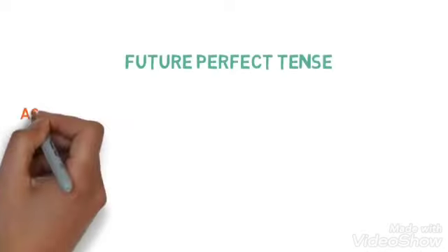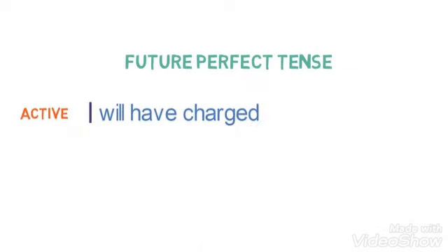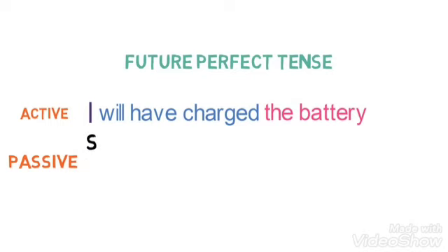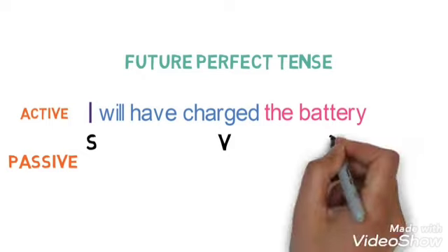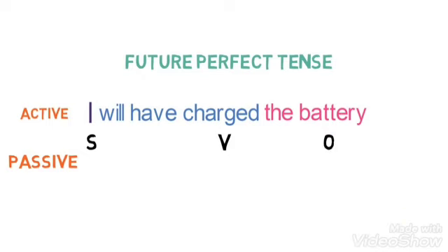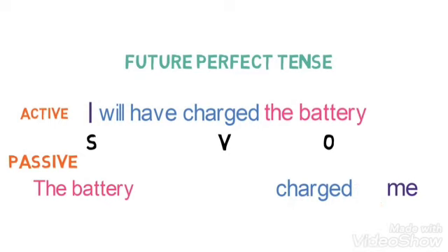So these are all the examples. Next, future perfect tense. Example is "I will have charged the battery." Here identification of the subject, verb and object. Next swap the subject to object, and add V3 form, and add helping verb form, and add preposition form of the sentence. So now the sentence will be ready. "The battery will have been charged by me."